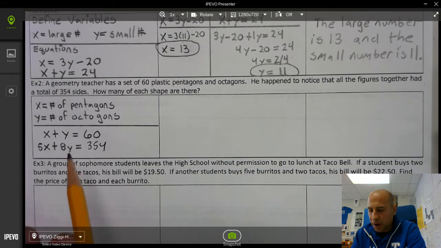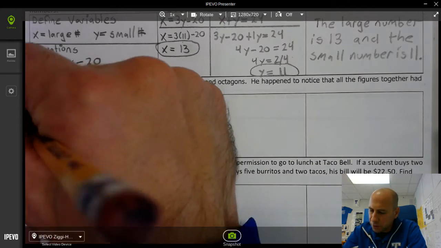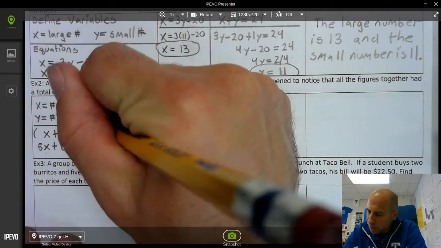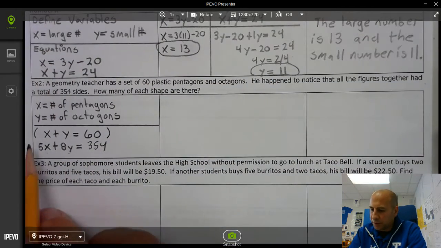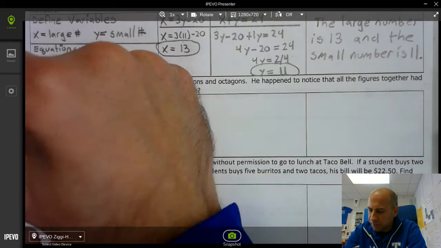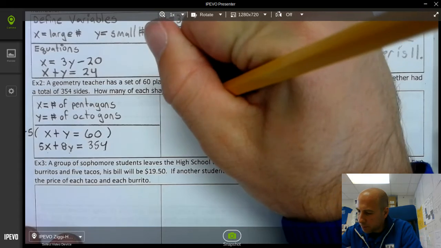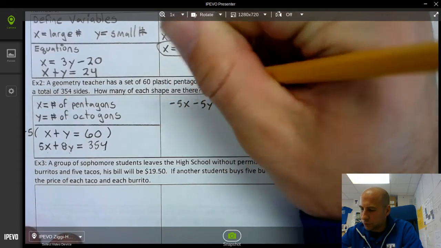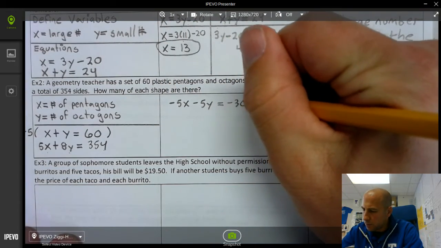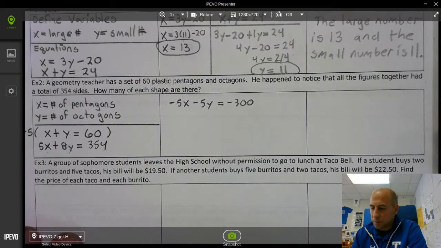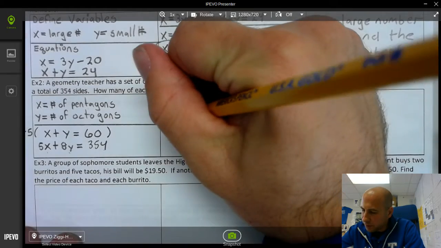Well, in this case, we don't have one variable solved for, and we see that x and y are both on the left side. So elimination is going to be our best method. Okay. So let's multiply the top equation by -5. So we get negative 5x minus 5y equals negative 300. And then we just rewrite the second equation.